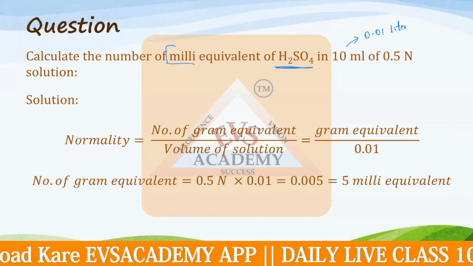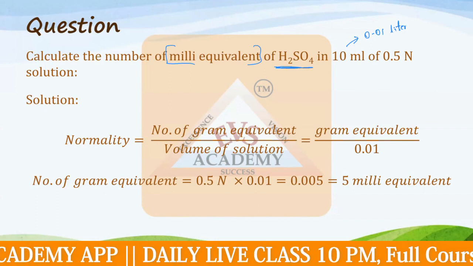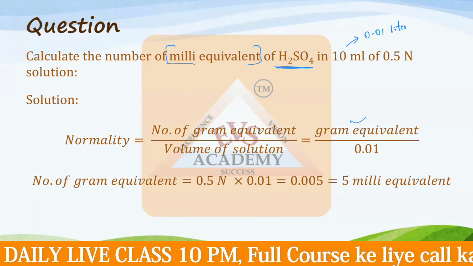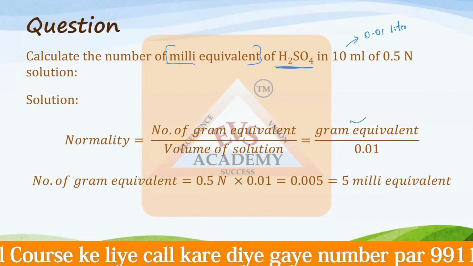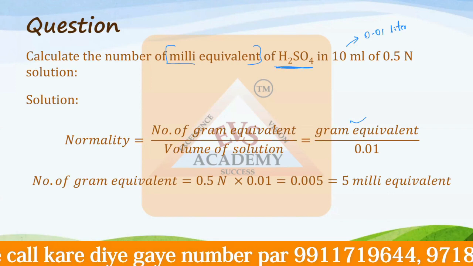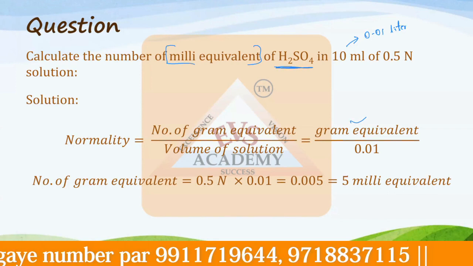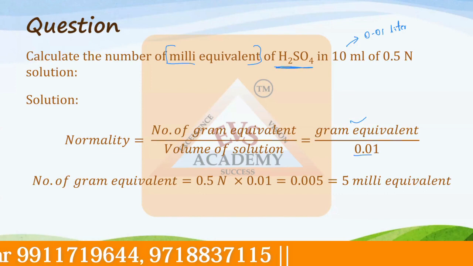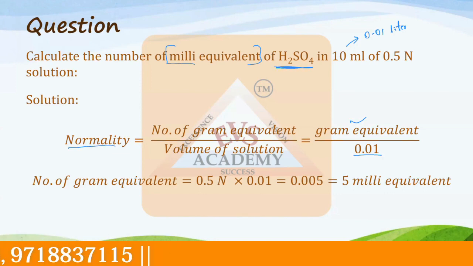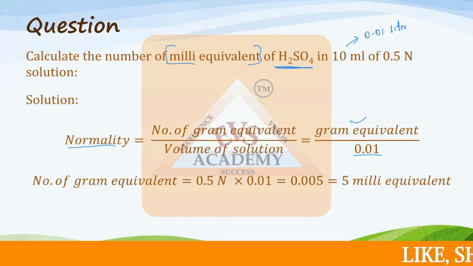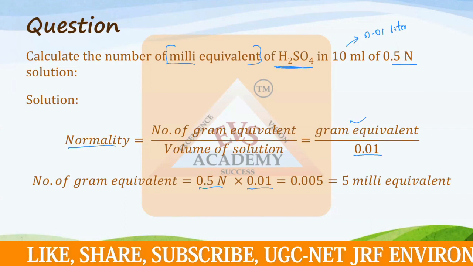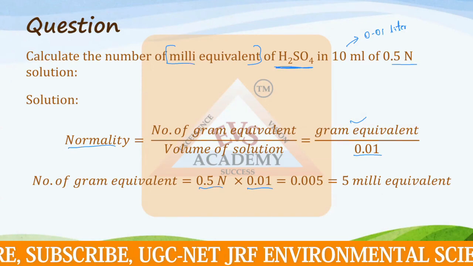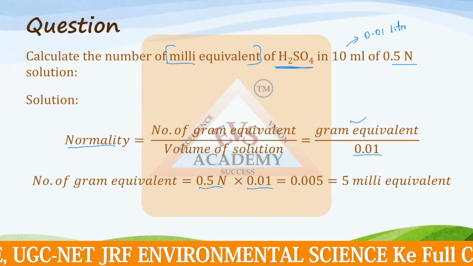Now here you can see this is just asking for the milliequivalent. So do not put the gram equivalent formula here, because we just need the gram equivalent. Once we get the gram equivalent, we will convert it into milliequivalent. There is no need of putting the formula of gram equivalent. The number of gram equivalent here would be 0.01 multiplied by the normality of the solution. 0.01 will go to this side. The normality of the solution provided to you is 0.5. So 0.5 normal multiplied by 0.01 is equal to 0.005. 0.005 would be equal to 5 milliequivalent.